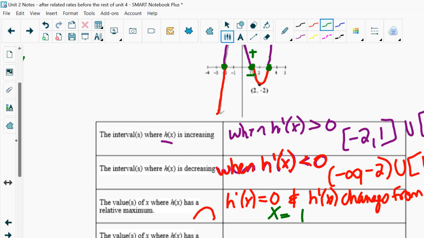And where would the original function have a relative minimum? I can already know it's these two, but I'm going to say it's where h prime of x equals 0 and h prime of x changes from negative to positive. And that's because if h prime of x is changing from negative to positive, that means h of x is changing from decreasing to increasing, which is going to give me a minimum every time. So we can say x equals negative 2 and x equals 3.